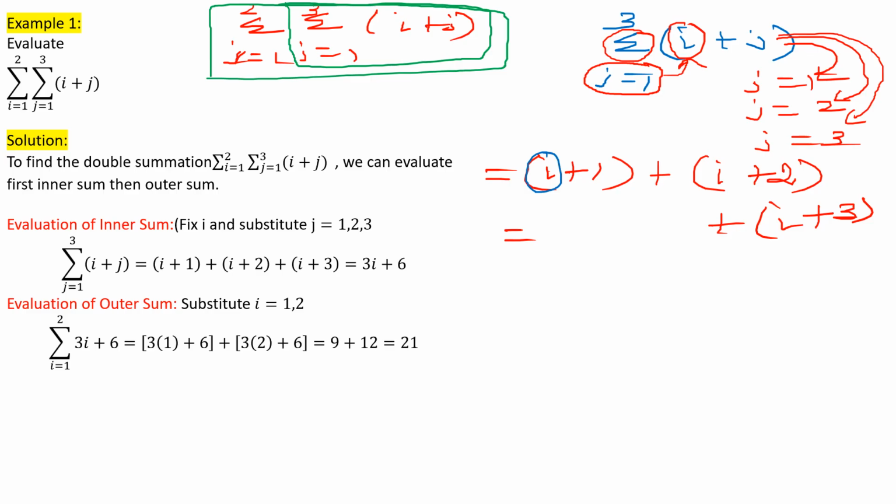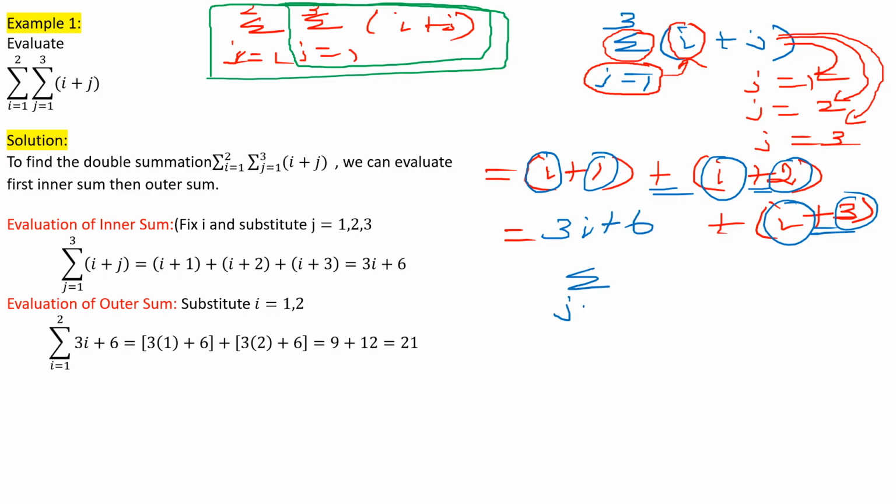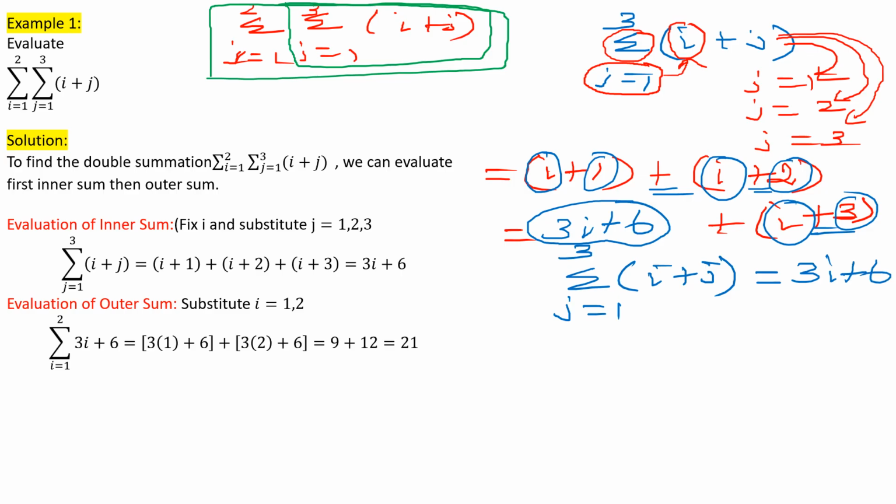One i is here, one i is here, one i is here, so we have 3i in total. Then you have to add the numbers 1 + 2 + 3, because all are additions, so you will get plus 6. What does this mean? The sum of j varying from 1 to 3 of i + j is equal to 3i + 6. That means I have done my inner summation.